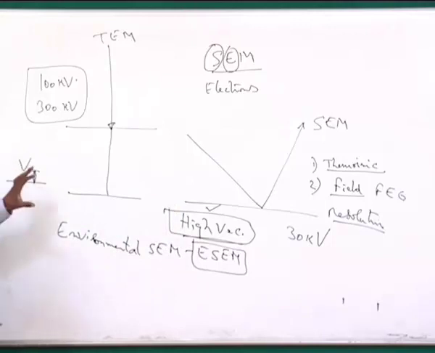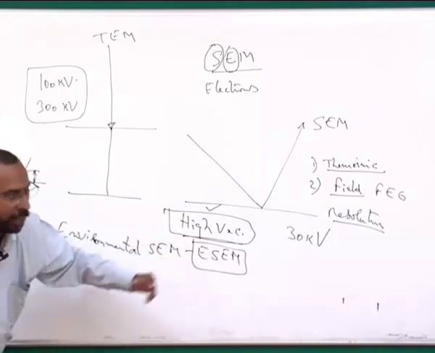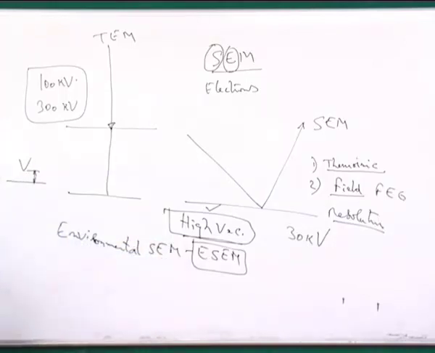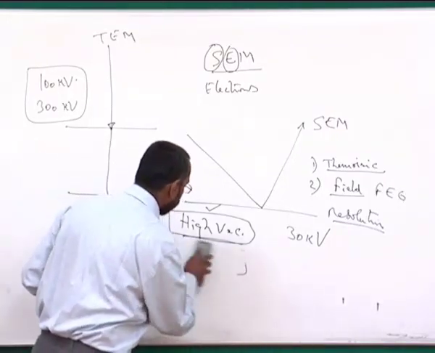And wherever you can compromise with the resolution a little bit, but are interested to see samples which have a tendency to create what is called evaporation of certain ingredients, you still go for an ESEM. So this is one of the considerations that we need to remember, and one of the constraints of the ESEM that one has to understand.